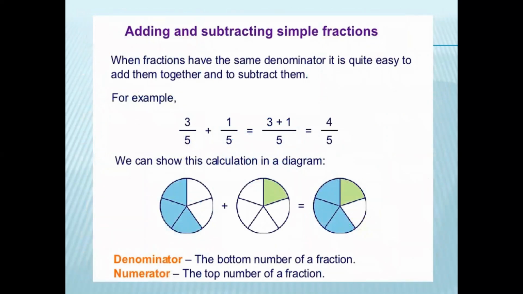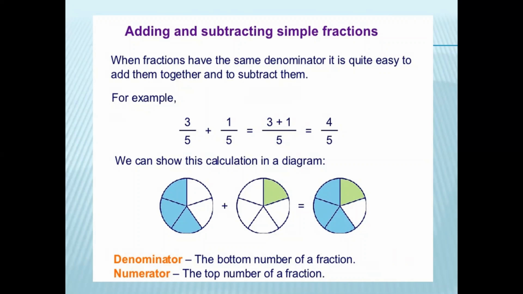Let us discuss how to add and subtract simple fractions. When fractions have the same denominator, it is quite easy to add them together or subtract them. For example, 3 upon 5 plus 1 by 5. Taking 5 as LCM, 3 plus 1 is equal to 4 upon 5. We can show it in the diagram also, like I've taken a circle, shaded 3 parts, another circle, shaded 1 part. When we add all the shaded parts, we get 4 by 5.